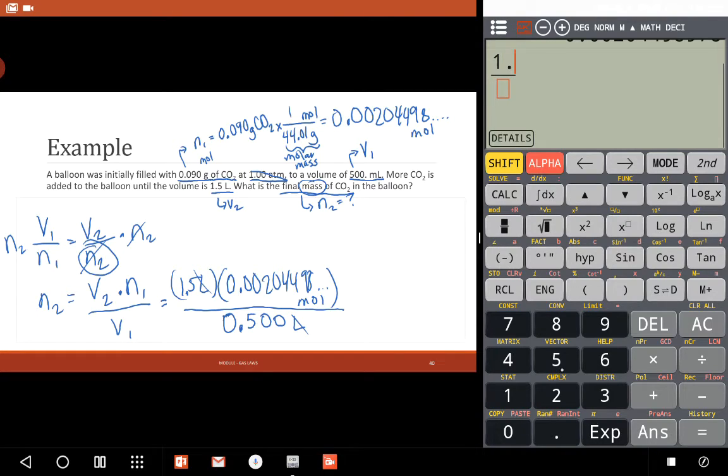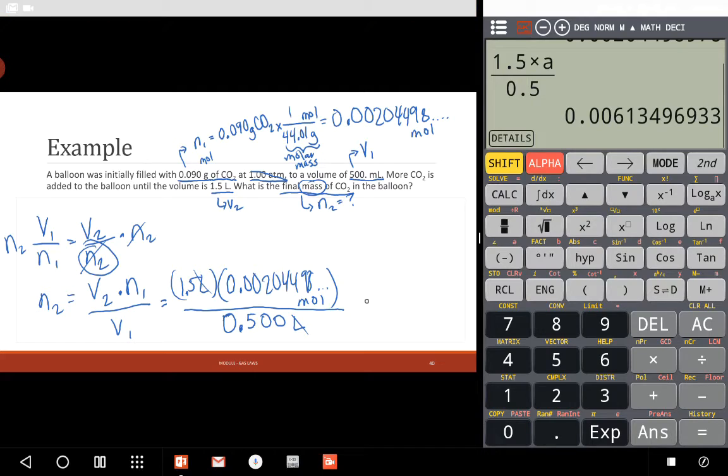So now my equation is 1.5 times, I'm going to recall the number that I saved. And that tells me that my final moles of gas is 0.00613 moles. That's not what the question asked for, though. The question asked for grams. And so I'm going to have to take my moles and convert that back into grams.